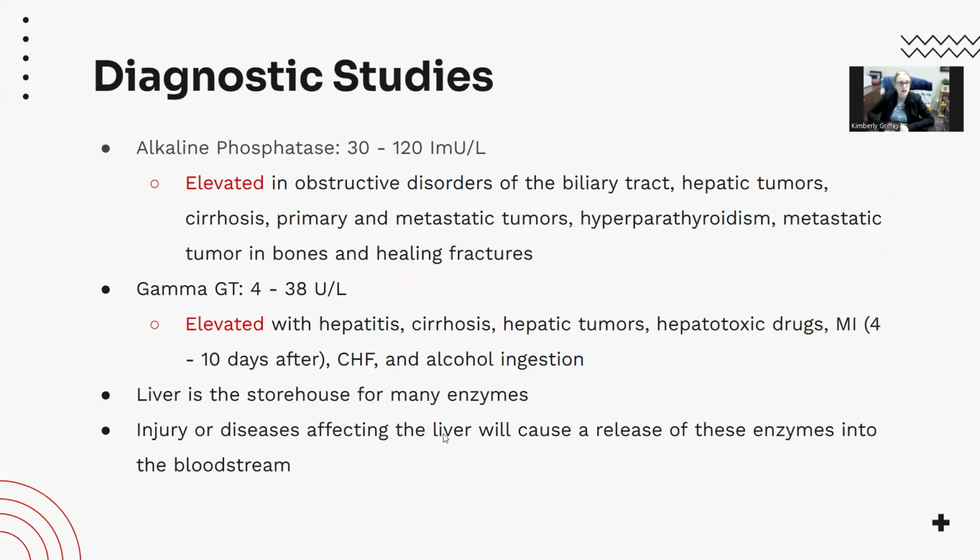Then you have your alkaline phosphatase. Normal level is 30 to 120. It is also an enzyme that our body uses to help break down proteins. We'll often draw this lab in conjunction with a gamma GT. While the ALP is often used for many processes in our body, it is very important in the role of our liver with bone formation.